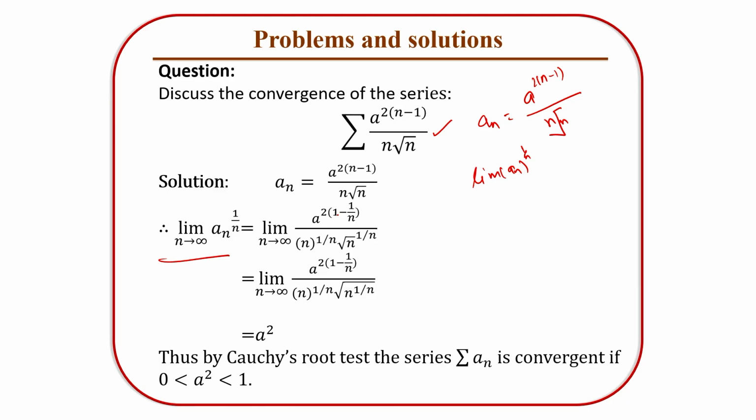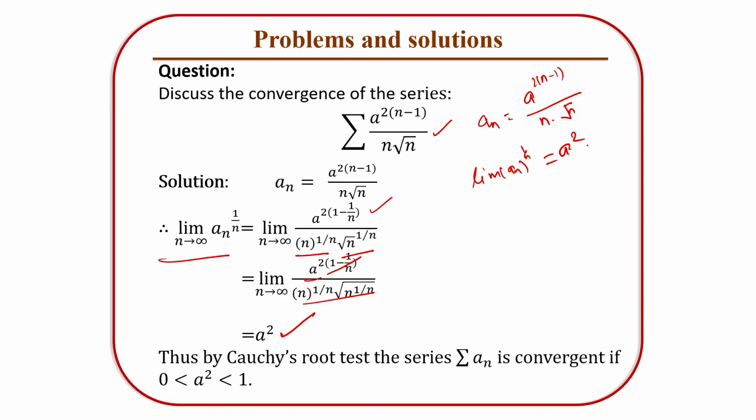This will become a^2 times (1 minus 1 by n), and n into 1 by n. It's not the nth root, it is a product of this, the square root of n. So there are two different terms here, and if you calculate this, this is going to be 1, this is going to be 1, so this is going to be a square. So the limit of a_n to the power 1 by n is equal to a square.